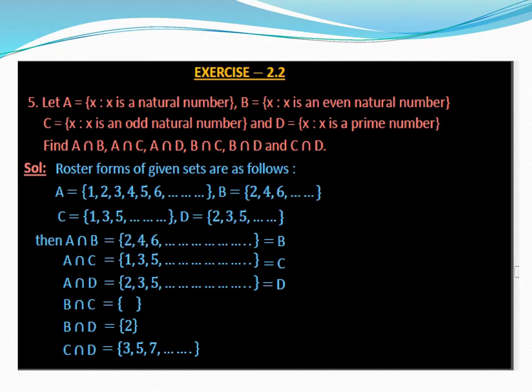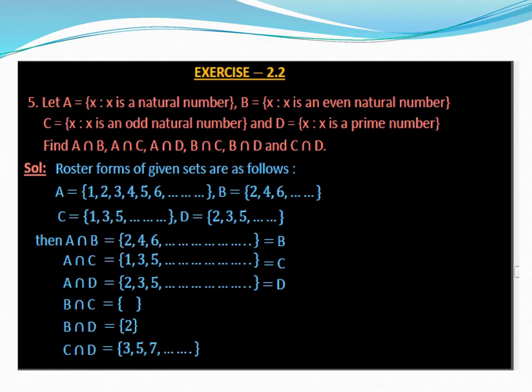Now we will find B intersection C. B is the set of even natural numbers and C is the set of odd natural numbers. Are there any common elements? No. Then we will write B intersection C equals the null set.